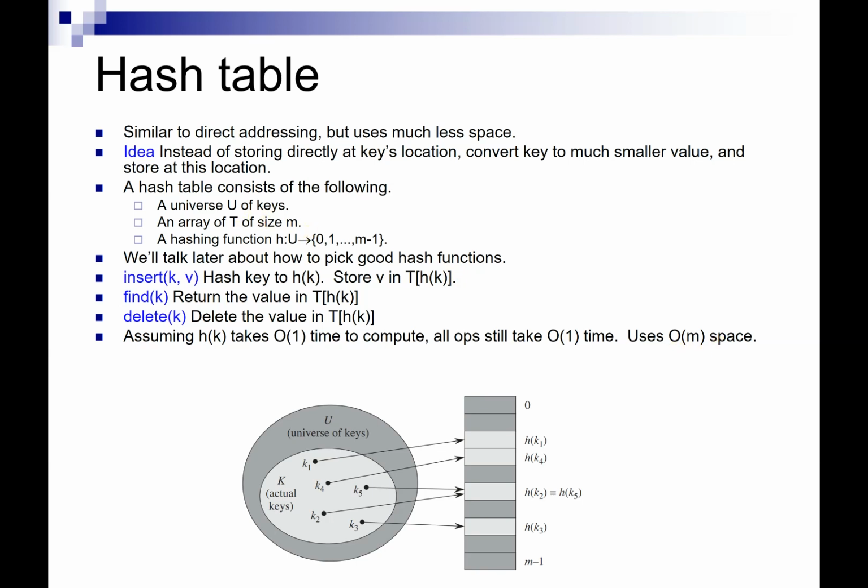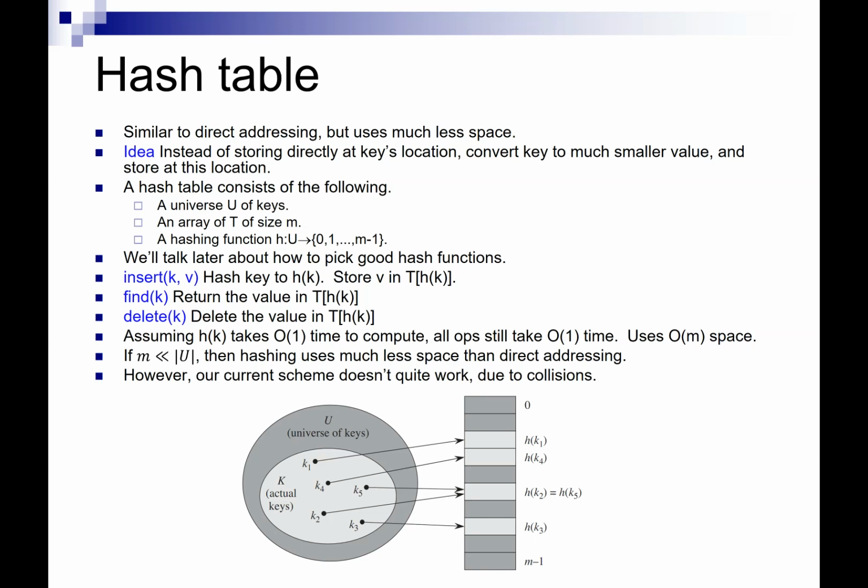Now you can pick M to be much, much less than U. For example, you could have 64-bit keys, but an array of size, let's say, 256. So M is much, much less than U, and therefore this hashing is going to use much less space than direct addressing.